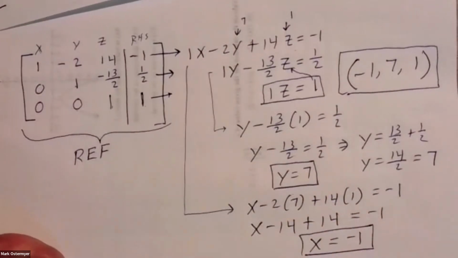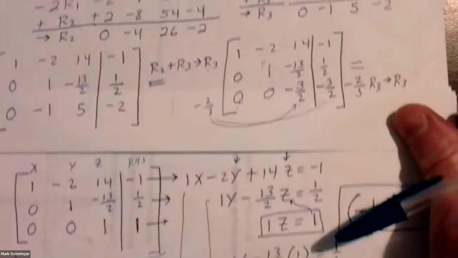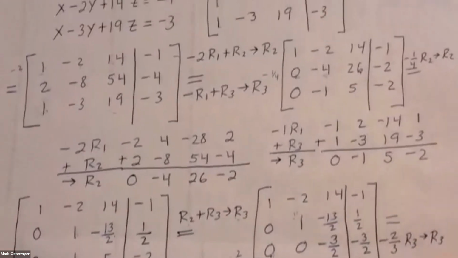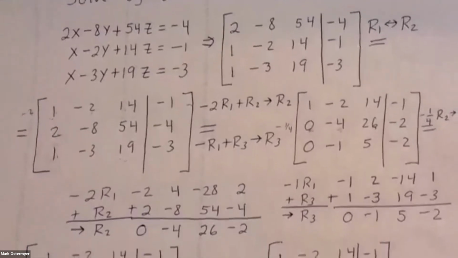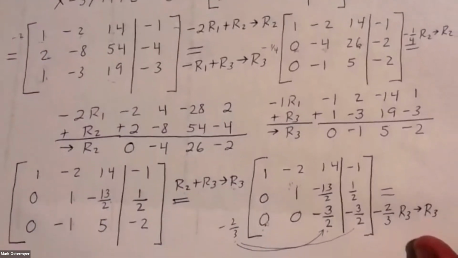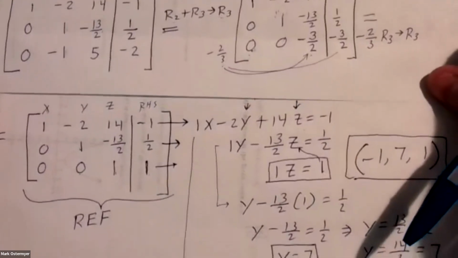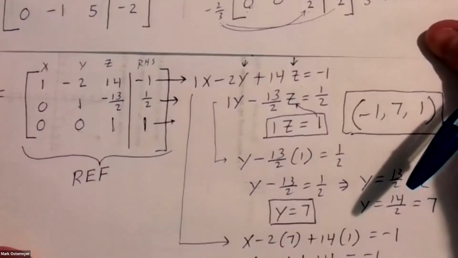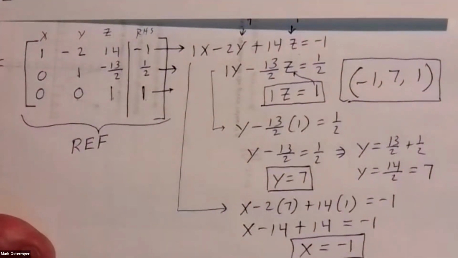Everybody see that there? We're done. This technique is called what method? It is called Gaussian what? Gaussian elimination for solving a system of 3 linear equations and 3 unknowns by using elementary row operations and reducing our matrix down into row echelon form, and then by using back substitution, recovering the x, y, and z coordinates for the ordered triple solution. You see that there?